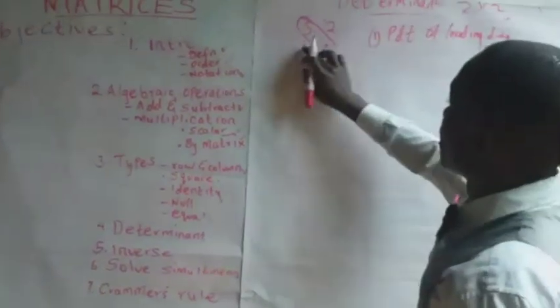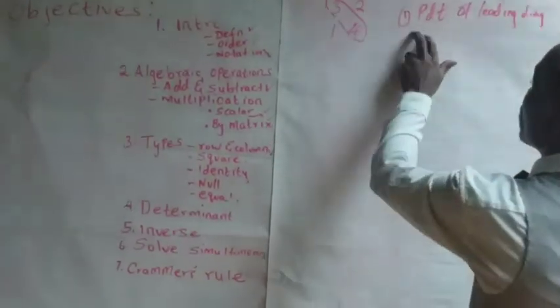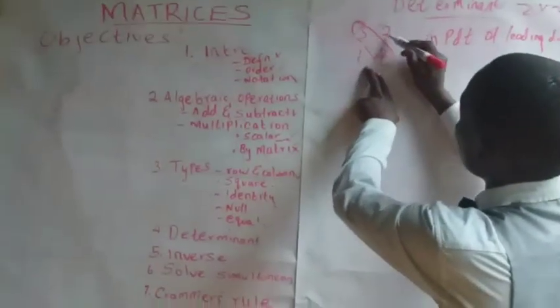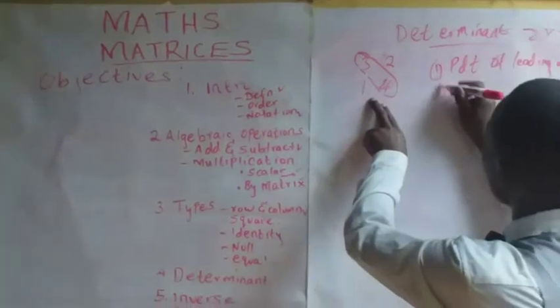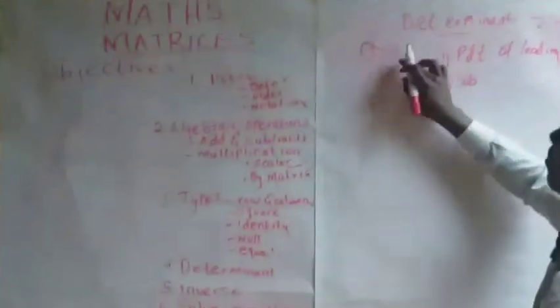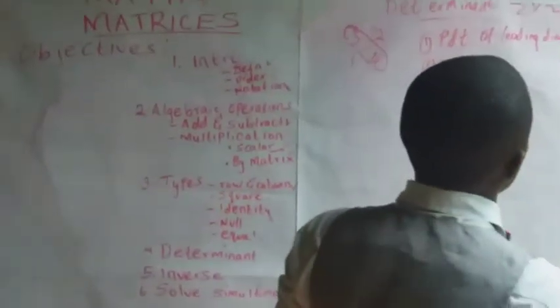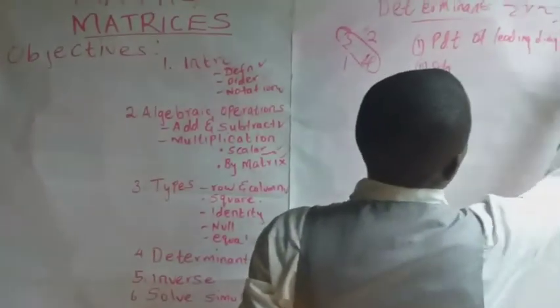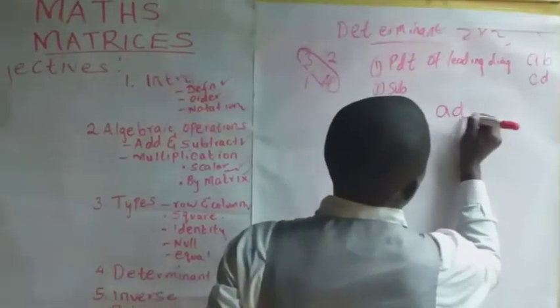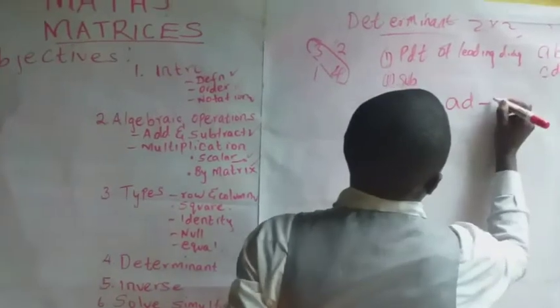So if you find the product of the elements in the leading diagonal, then you subtract the product of the elements in the other diagonal. What do I mean? If the matrix is A, B, C, D, the formula for finding the determinant of this matrix will be A multiplied by D, which is AD, minus B multiplied by C, which is BC.